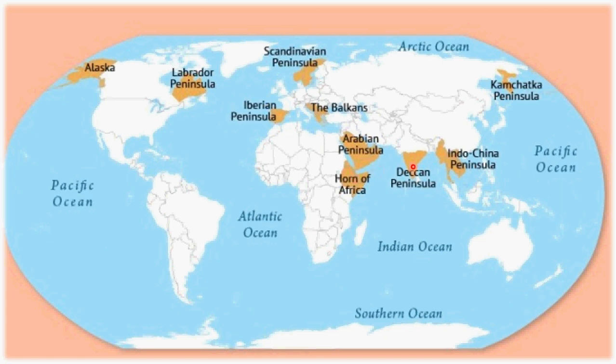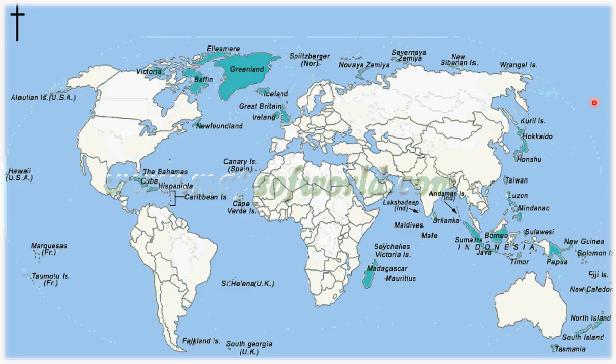Now let's talk about islands. Here is Greenland, the largest island. Another is Baffin Island, and Iceland is a country, and Ireland, Great Britain are also islands. On another side, Madagascar is an island, and Sumatra is an island of Indonesia. Hokkaido is an island of Japan. These are some famous islands.